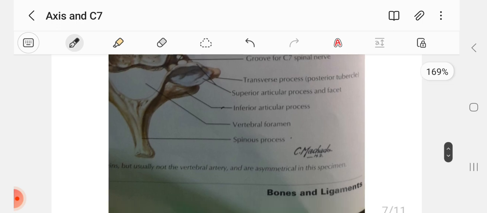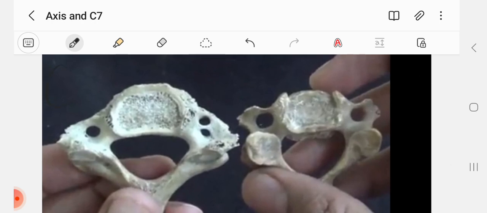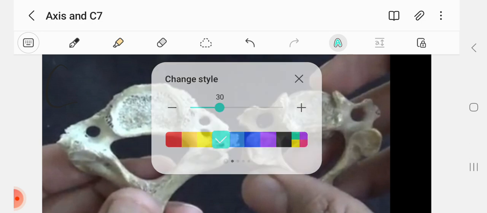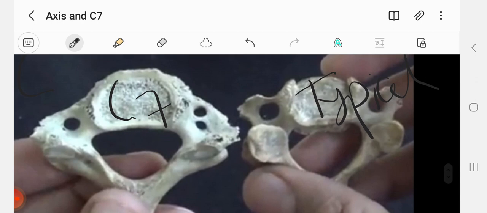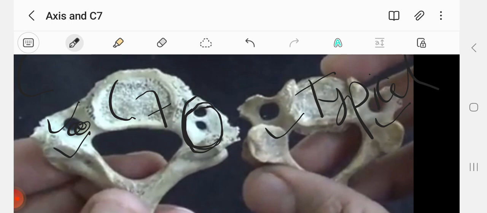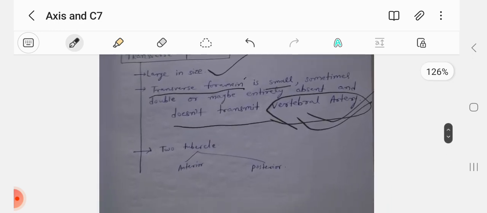If I show you a typical cervical vertebra and the C7 vertebra here, this is the C7 vertebra and this is a typical cervical vertebra. In the C7 vertebra, if you see the transverse foramen, it is double here, but in a typical cervical vertebra only one transverse foramen is there. Sometimes it is double, sometimes single, and sometimes it may be totally absent, with no transverse foramen. These are characteristic key features of the C7 vertebra. And it doesn't transmit the vertebral artery.